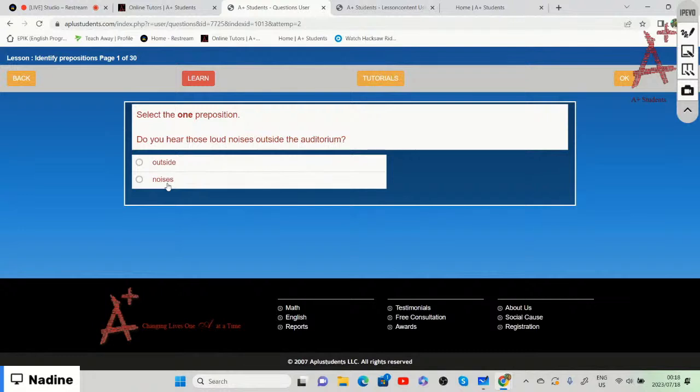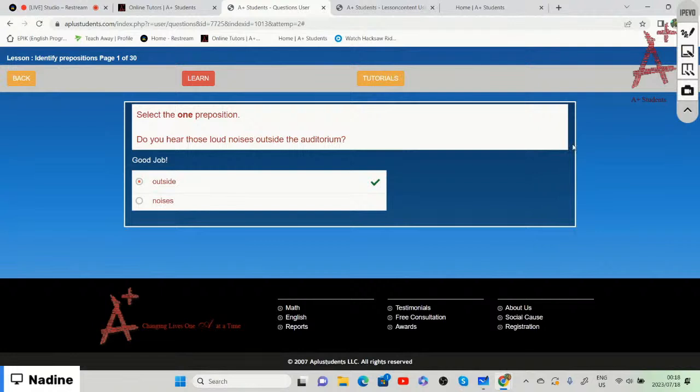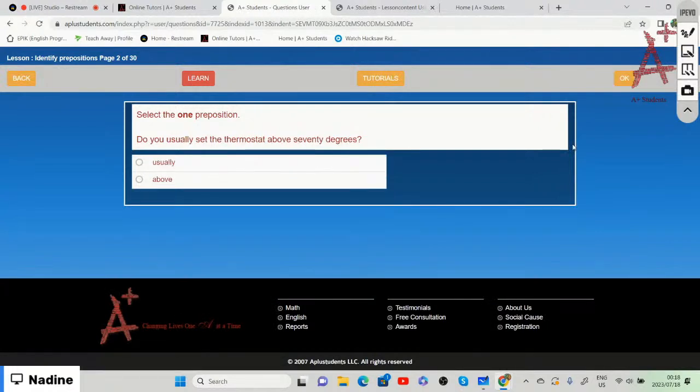All right, so if we were to choose the correct preposition within that sentence, then we will choose the correct preposition, which is outside, right? And outside being the preposition which connects the object, which is auditorium, to the rest of the sentence. So if you have outside, then well done. All right, then we're going on to the next one.